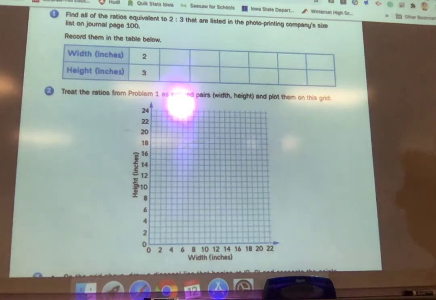We're going to jump into the 214 focus lesson here. And our I can statement is to be able to find equivalent ratios and graph them on a coordinate grid. So we're going to have to do some graphing today with these ratio rate tables that we've been working on.